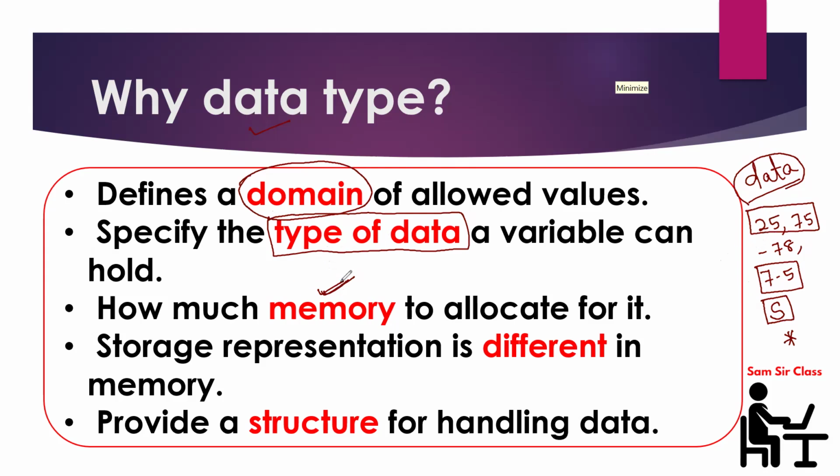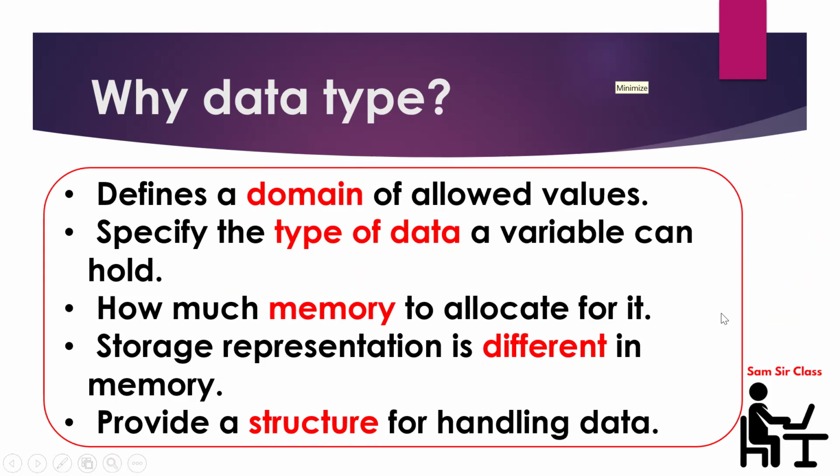So in brief, the data type in C programming specifies what kind of data you are accessing, which domain it belongs to, and accordingly how much memory you want to allocate; automatically it will be given by the operating system. Okay, but storing 25 in memory or storing minus 78 in memory, both are different. That means the data type itself will represent the storage, which is different in memory. It's not the same for all data. And also we have to maintain a particular structure for handling the data. That means in the near future we will study how different types of data are handled for different kinds of problems. Okay, so the basic objective of using a data type is that it specifies what type of data you are accessing and which domain it belongs to.